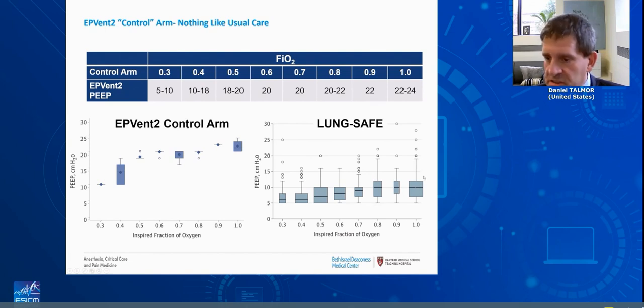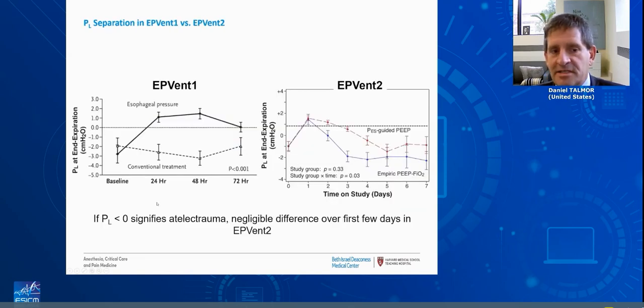Now, whether this is good or not, I can't tell you. But we used levels of PEEP in our control arm that were substantially higher than what people are actually using. And because we did that, in the EPVent-2 trial, we really didn't get separation in the PEEP levels between the two arms. Now, you could say this just validated that using empiric high PEEP may be better or the same as using transpulmonary pressure. But we dug down a little deeper.